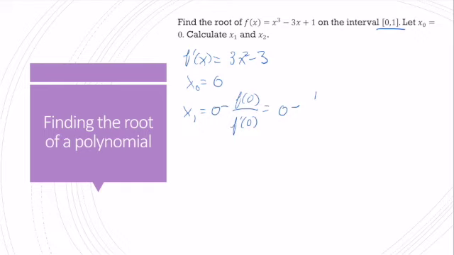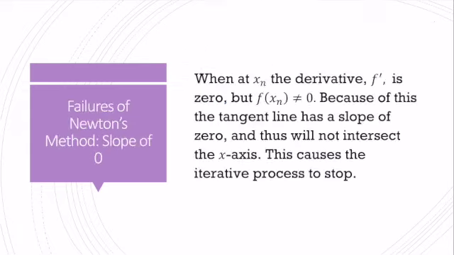And we could keep going if we wanted to get closer and closer to finding the true root of our polynomial. Remember, it's an iterative process, which means I could go on forever and keep going. Now, when at x sub n the derivative f prime of x sub n is 0, but f of x sub n doesn't equal 0, because of this, the tangent line has a slope of 0, and thus the line will not intersect the x-axis, and this would mean we'd have to stop our iterative process. So these are some examples of failures of Newton's method.